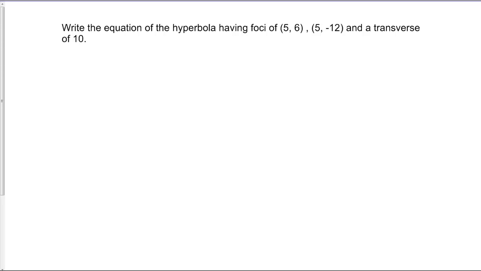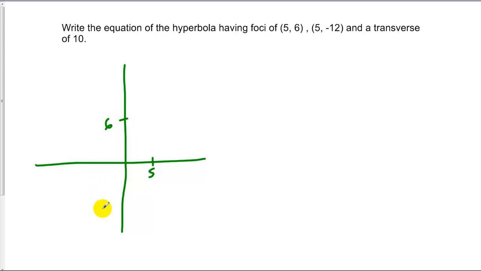Let's do the same now, knowing that I have focal distances or foci of 5 and 6 and 5 and negative 12. Let's call this 5, call this 6, and this negative 12. Those are my two foci.